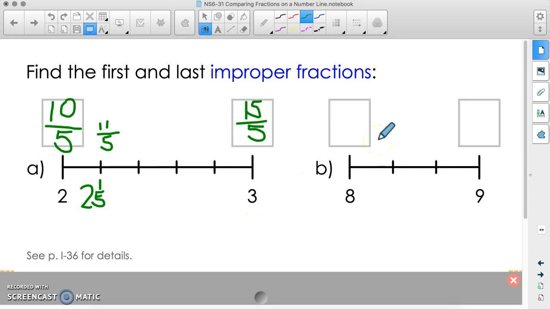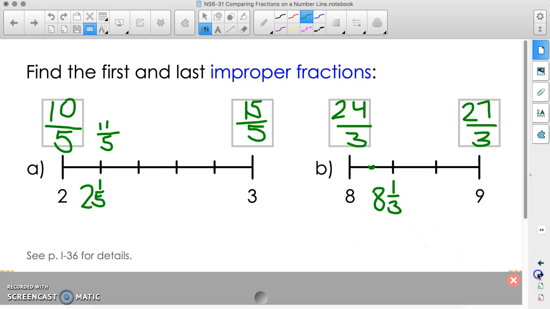Now let's look at B. So we have 8 and 9. We can see that this number line is divided into 3 parts, so our denominator is going to be 3. Now we're going to take our whole number and multiply it by our denominator. So we're going to get a numerator of 24. This one is going to then be our denominator 3 times 9, which is going to be 27. Now for the mixed numbers on the bottom, the whole number is going to be 8, and we know this is 1, so it's 1/3.